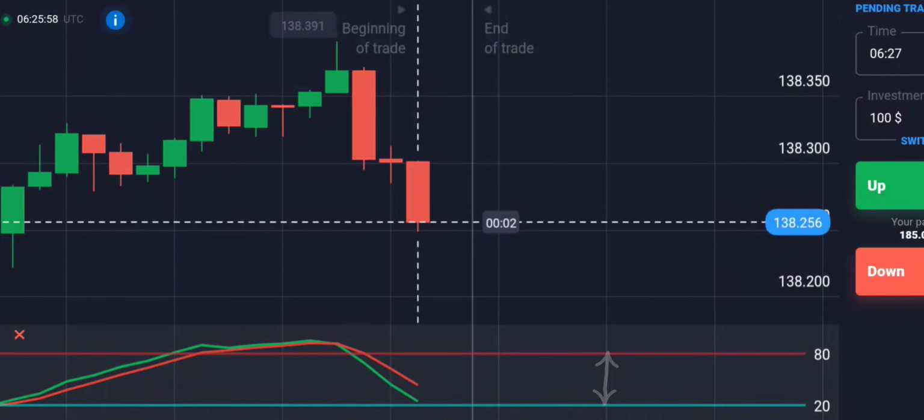oversold level. If they both move downwards, we place down. And place up, if it moves upwards. Here, it is moving downwards, so we are going to place sell trade.